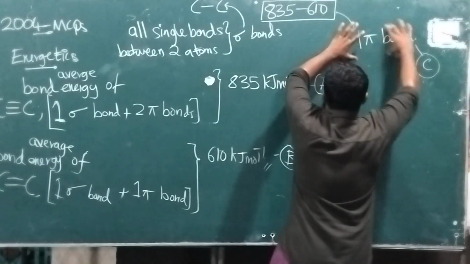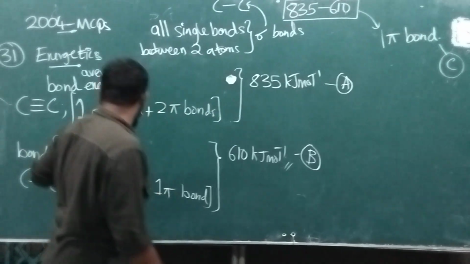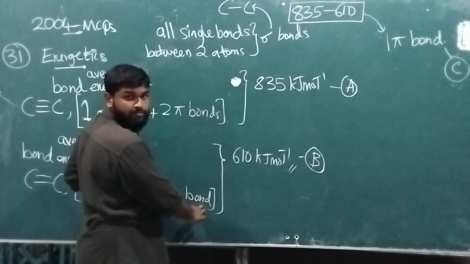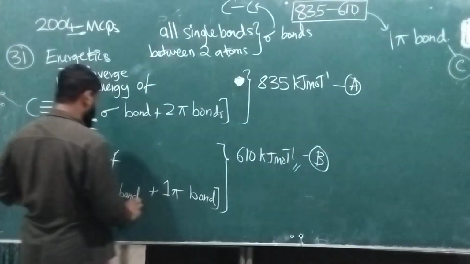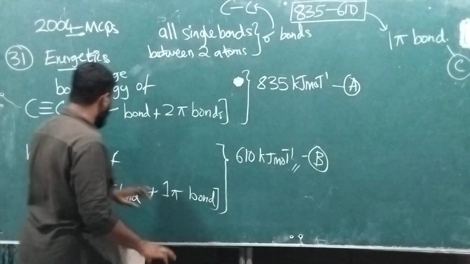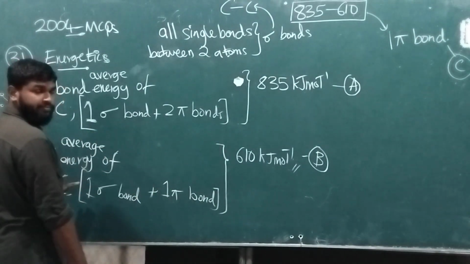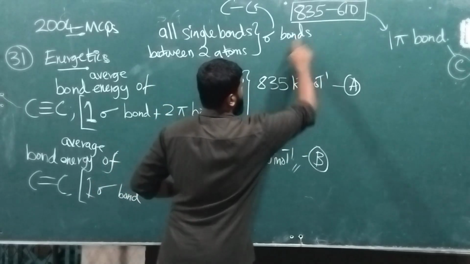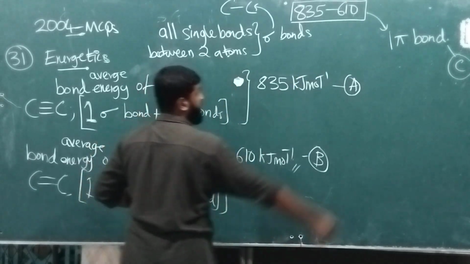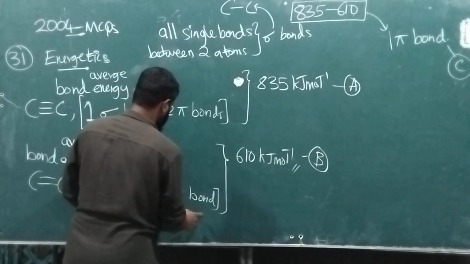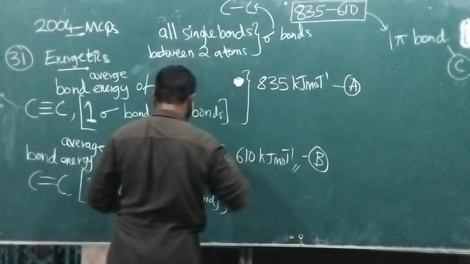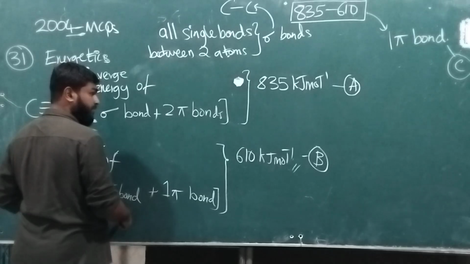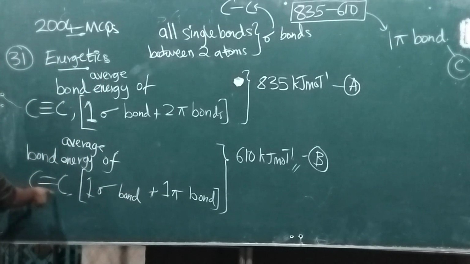Now I have the energy for 1 pi bond. But in my double bond, I have 1 sigma bond and 1 pi bond. What I can do is subtract this value from this, and the energy which I require for the pi bond will be cancelled out. Finally, I'll get the energy for 1 sigma bond between 2 carbons here.